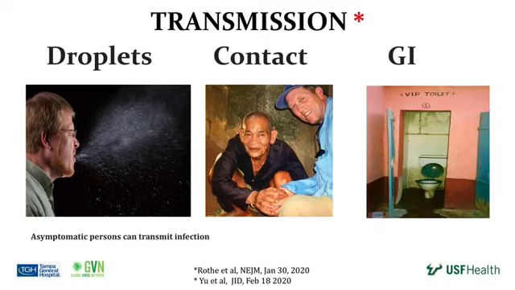Asymptomatic persons can transmit infection, and that's not uncommon. We know people with flu can transmit the infection when they're asymptomatic. So this is not unusual. However, it does make it challenging from a containment perspective when asymptomatic persons can transmit infection.